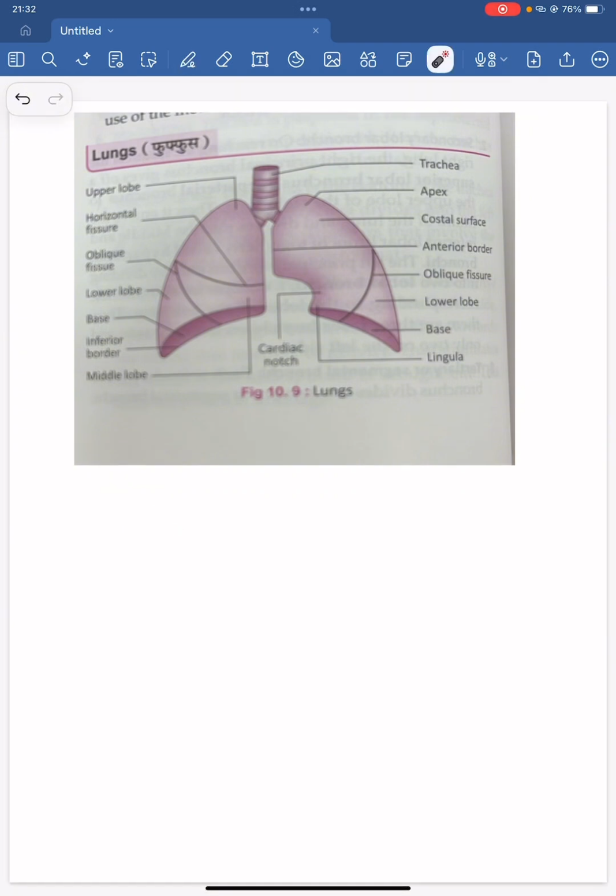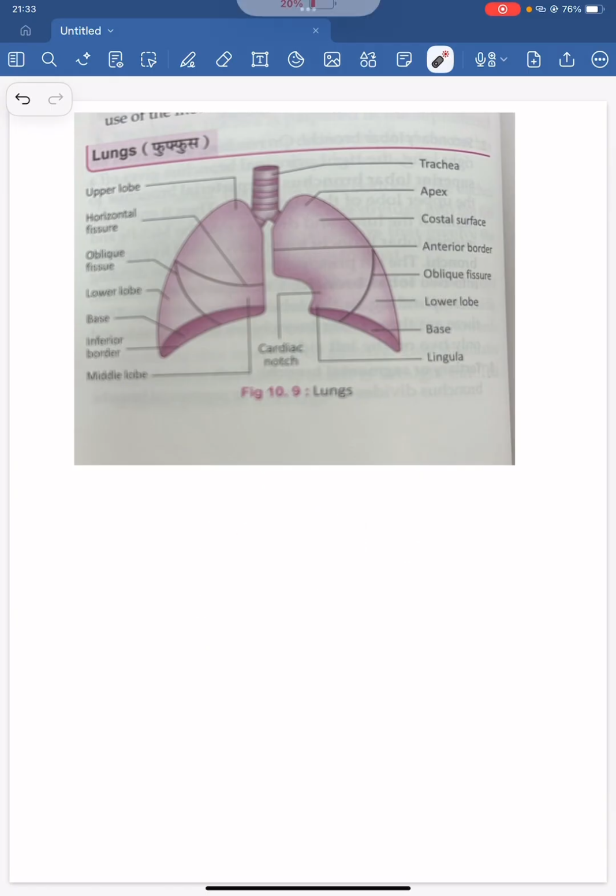The lungs are paired organs which lie in the thoracic cavity, and they are separated from each other by the mediastinum and the heart. What is the shape of the lungs? You can see in the image, it is a cone shaped organ, lying in the thoracic cavity. It is an important organ in the exam, and it is going to be asked for 10 marks.